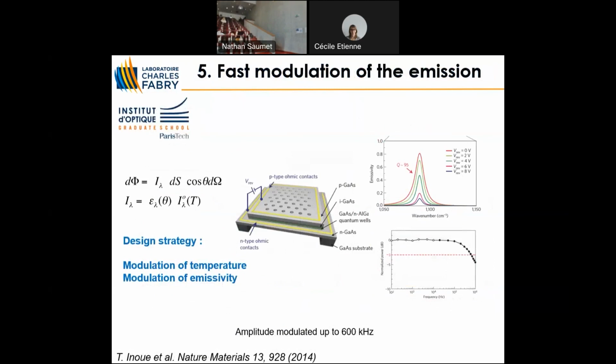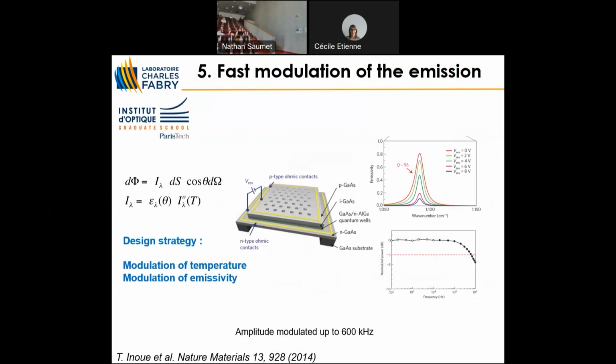Now, I turn to the modulation. Is it possible to modulate thermal emission very fast? So that's your signal. It's a product of the emissivity and the specific intensity, the radiance. So there are two strategies to modulate. Either you modulate the temperature or you keep it hot and you modulate the emissivity.